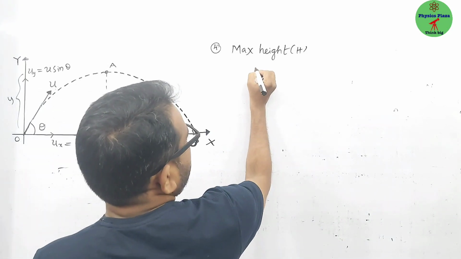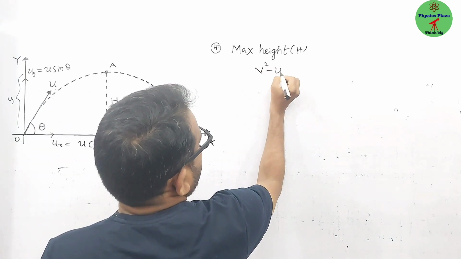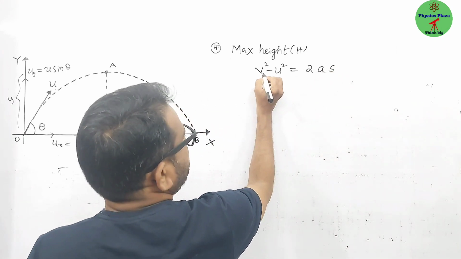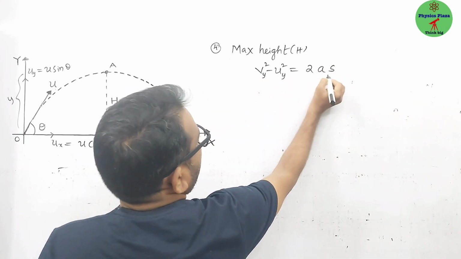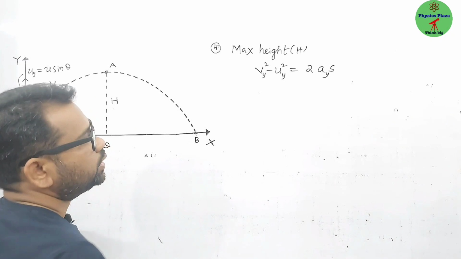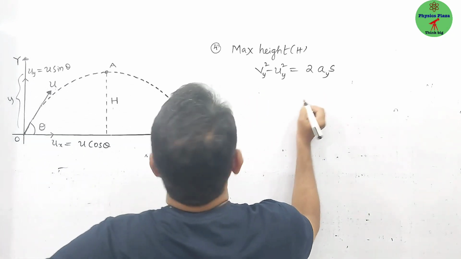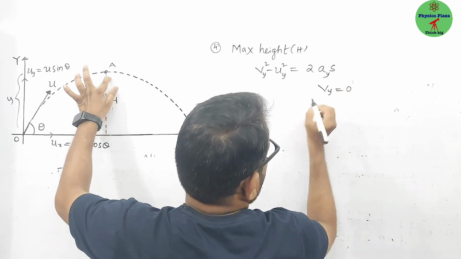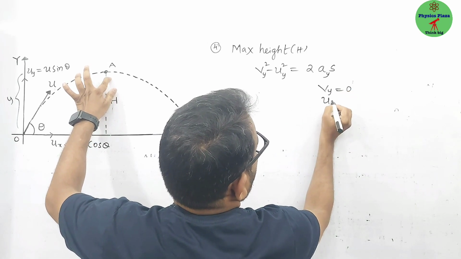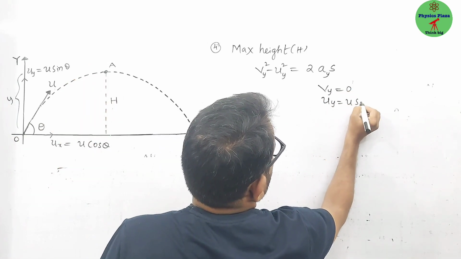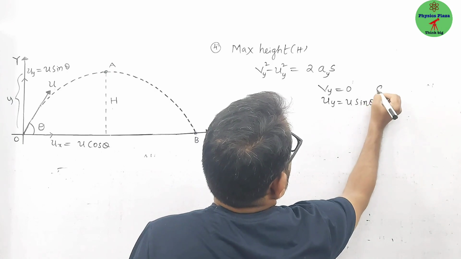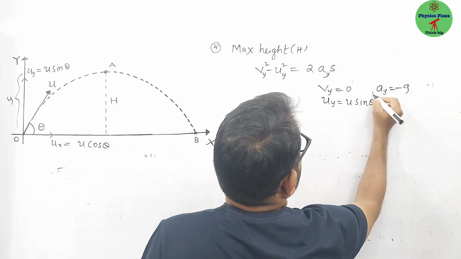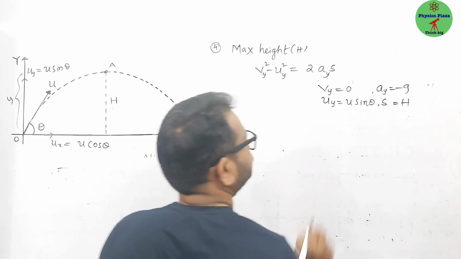Okay, so we know this, right? v square minus u square is equal to 2as. Now we are discussing vertical motion. So for vertical motion, at point A, the final vertical component of velocity will be 0. Initially u y is u sine theta, a y is equal to minus g, and s, the vertical displacement, is h.